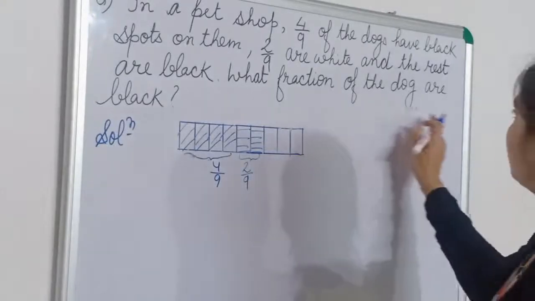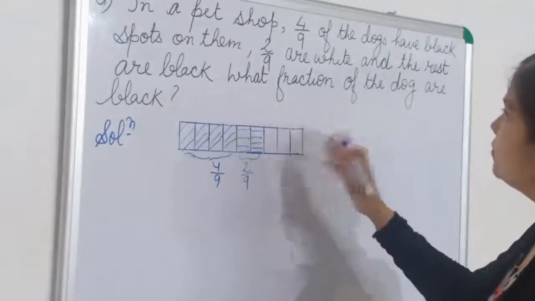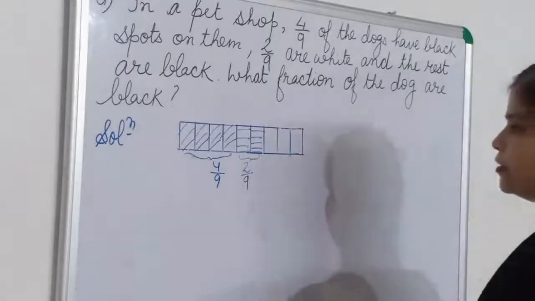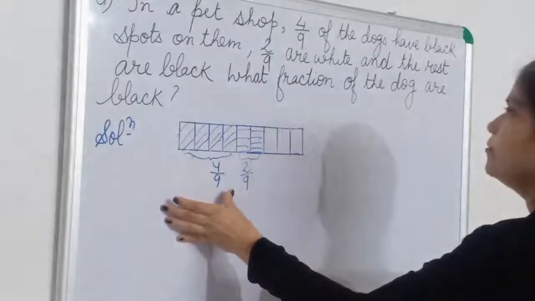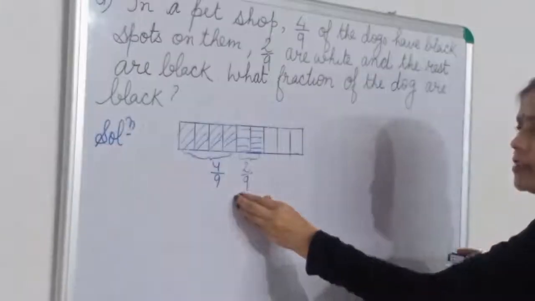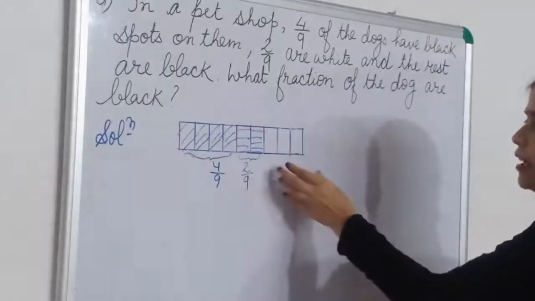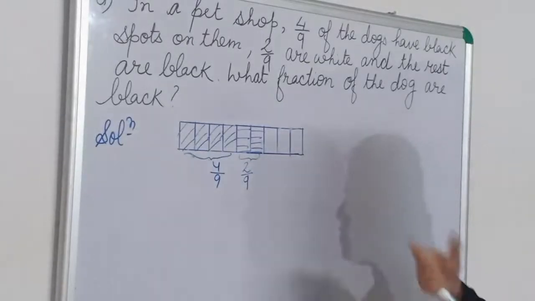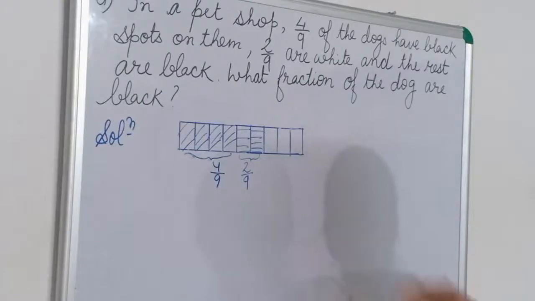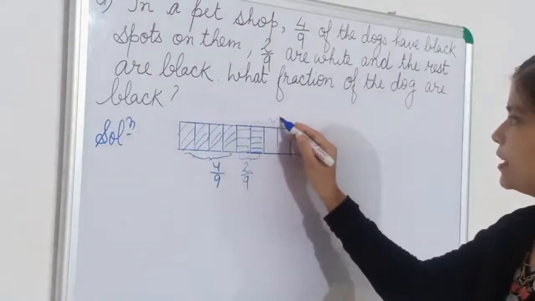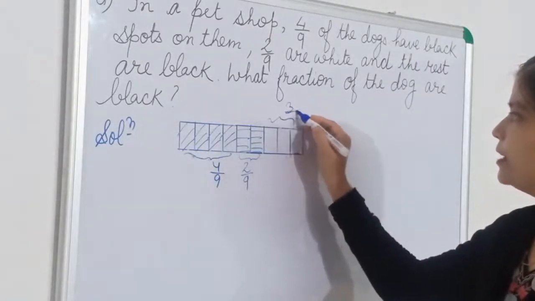Now, what fraction of the dogs are black? There are 3 types of dogs only. We assume that there are 3 types of dogs. One category is dogs having black spots, the second category is dogs of white color, and the third category is dogs of black color. So the rest are the dogs of black color only. How many dogs are of black color? You can see here 1, 2, 3. That means our answer is 3 by 9.